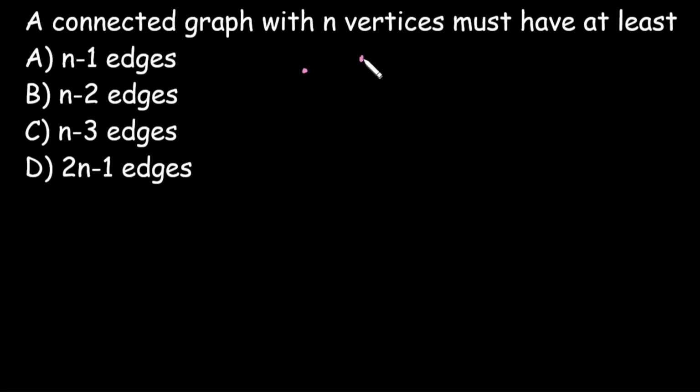Let's suppose we take 4 vertices. We need to make a connected graph. Right now this is a disconnected one because from this vertex we cannot reach this one. Let's create a path by an edge. Again it is disconnected.